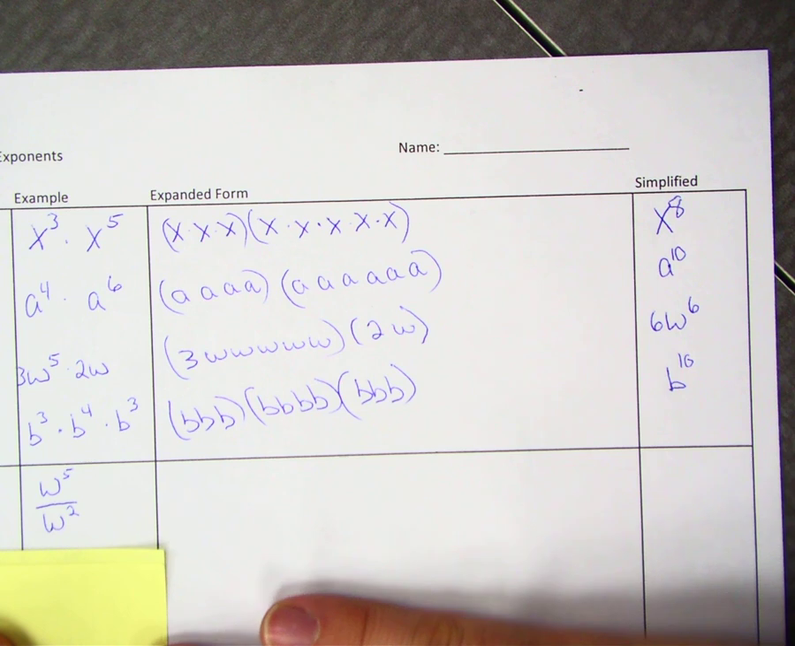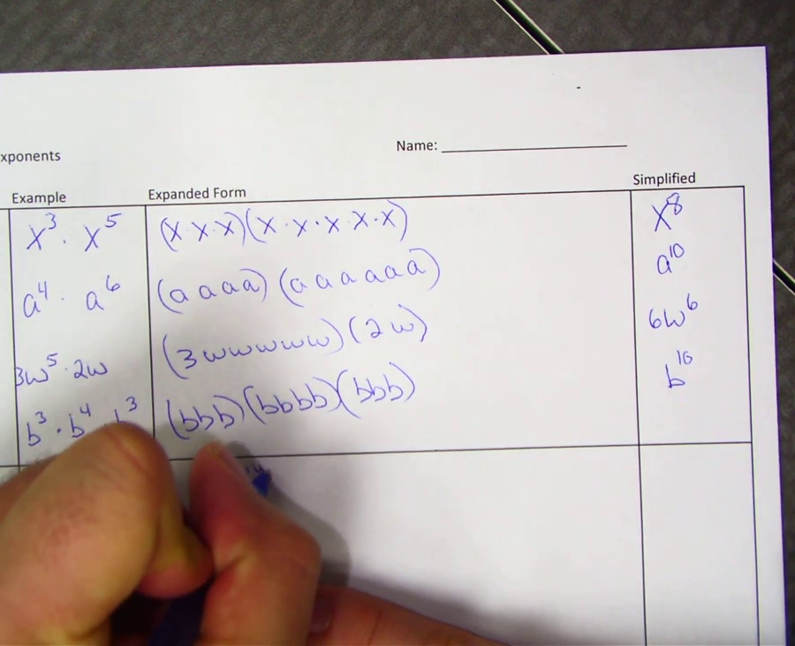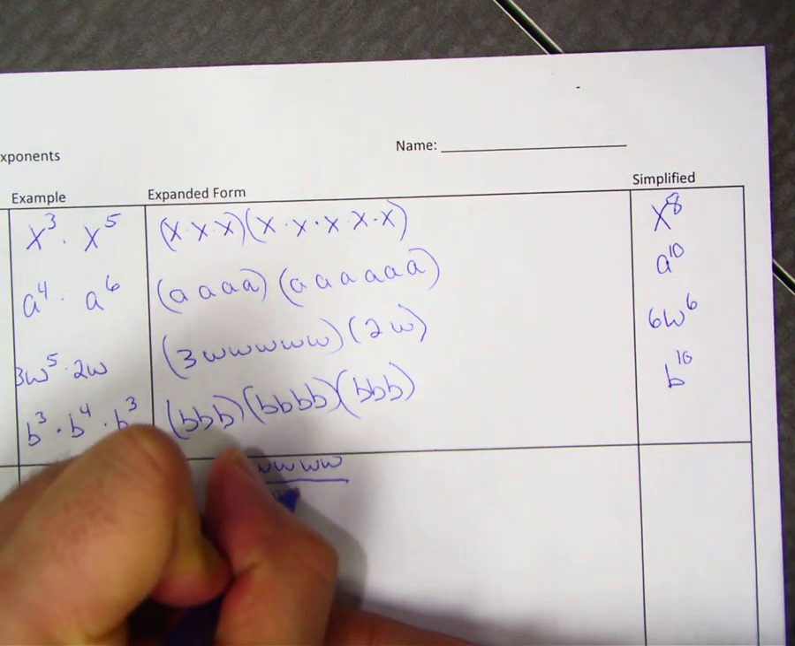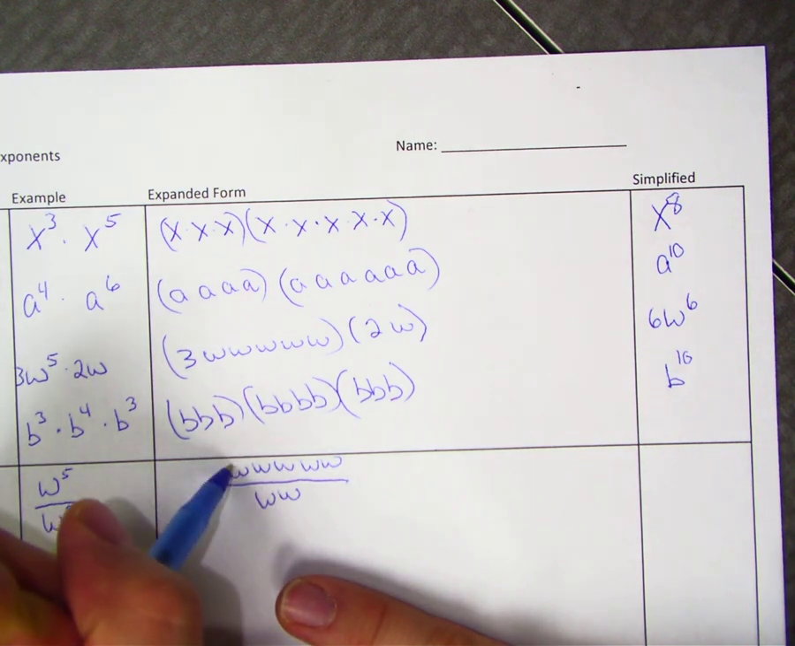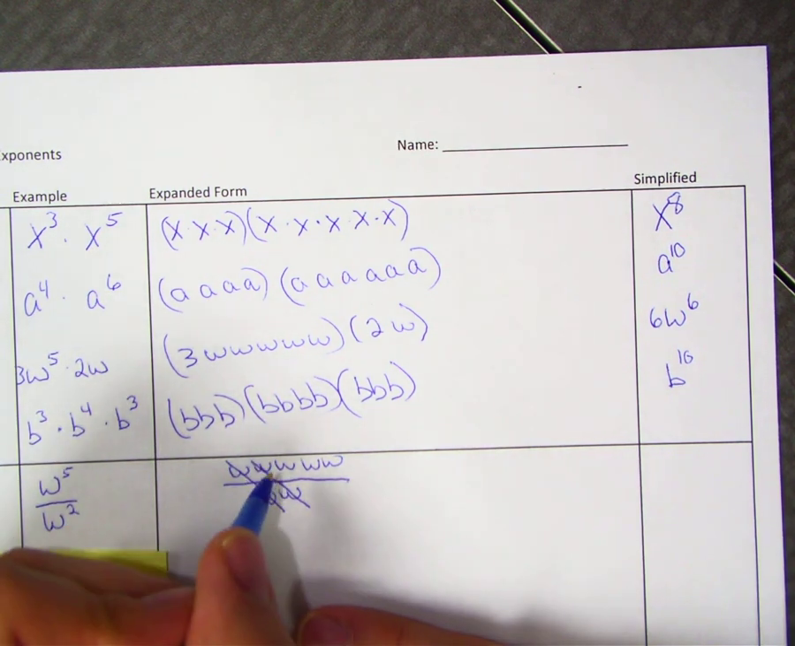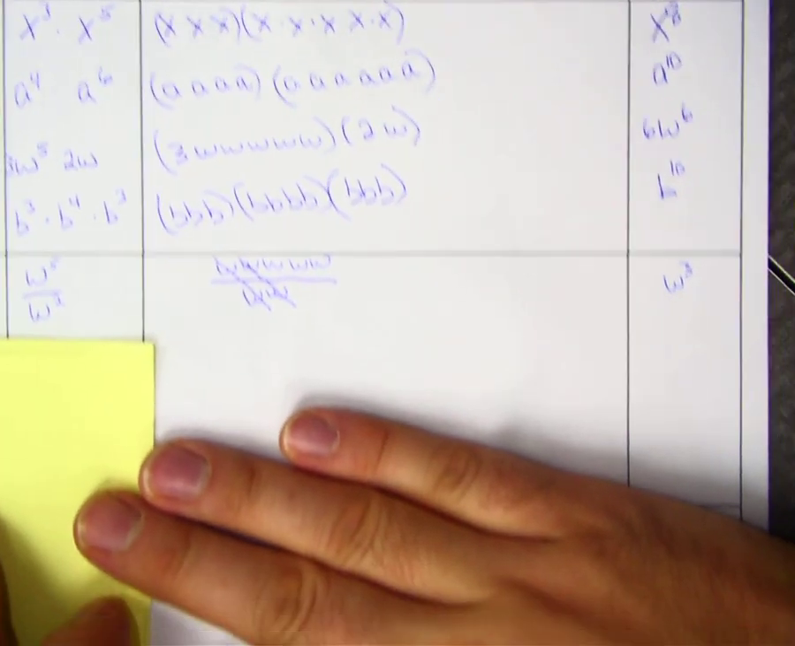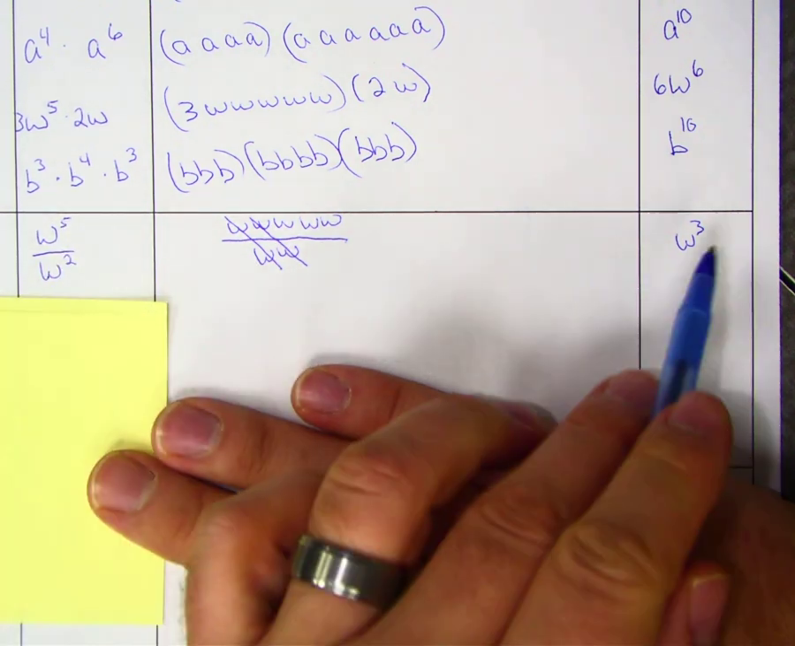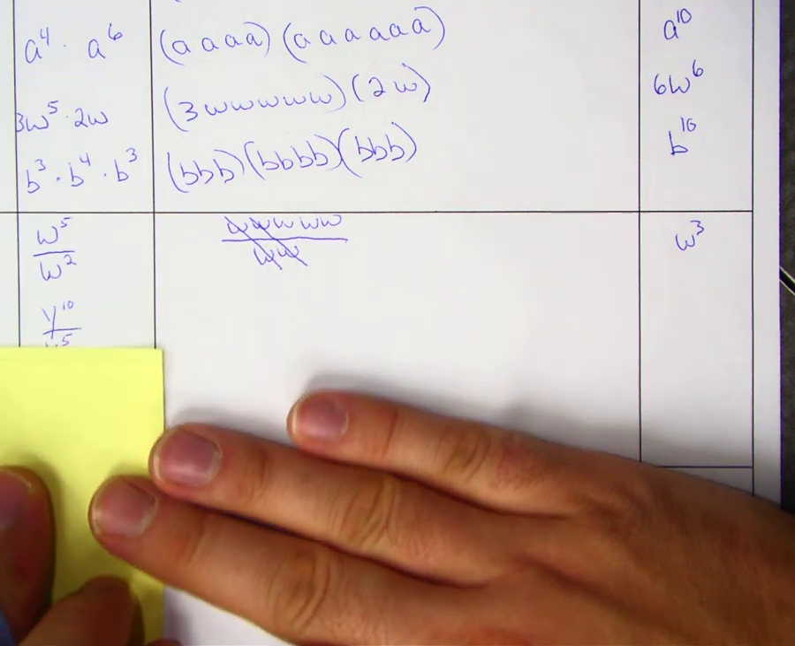So let's go down and talk about the quotient rule. Quotient rule, let's write all these out. We've got 5 w's on the top, 3, 4, 5, draw your line, and we have 2 w's on the bottom. Alright, and w divided by w is just 1, so we can cancel out a pair of w's. We can cancel out another pair of w's, and that's how we end up with w to the 3rd power. Okay. So if you look here, 5 minus 2 is 3, but the reason it works is because we're canceling out the w's.